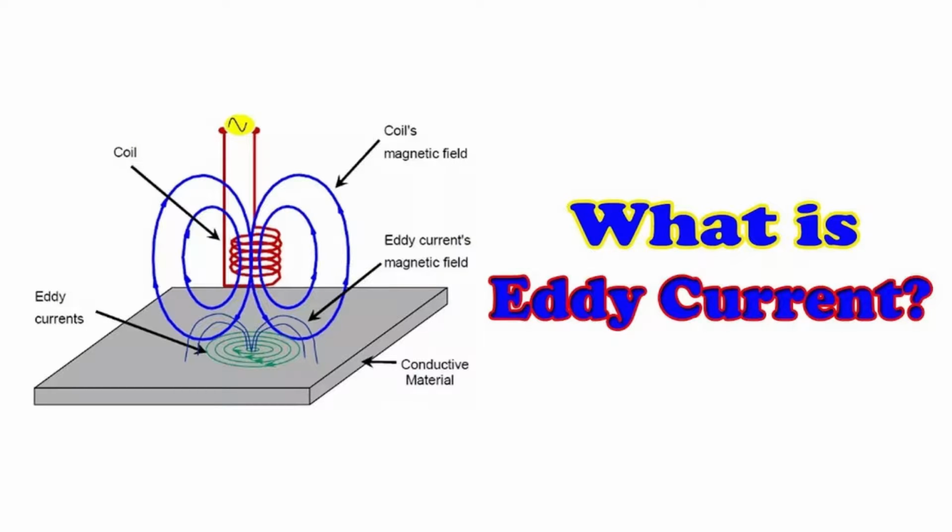Good evening. My name is Martin Tovar, and I'm going to talk about eddy currents that are created when there's a change in electromagnetic fields.